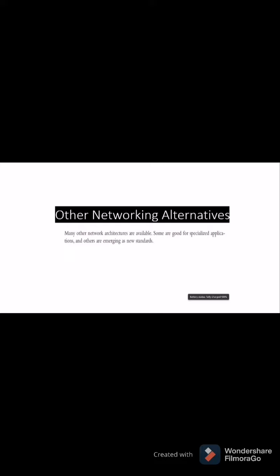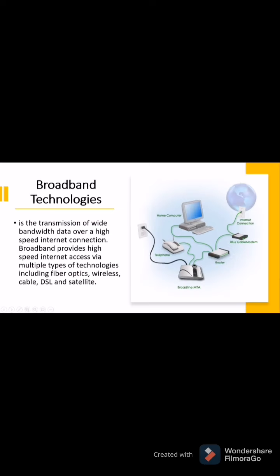Other network alternatives: many other network architectures are available. Some are good for specialized applications and others are emerging as a new standard. So, broadband technology. Broadband technology is the transmission of wide bandwidth data over high-speed internet connections. Broadband provides high-speed internet access via multiple types of technologies, including fiber optics, wireless, cable, DSL, and satellites.